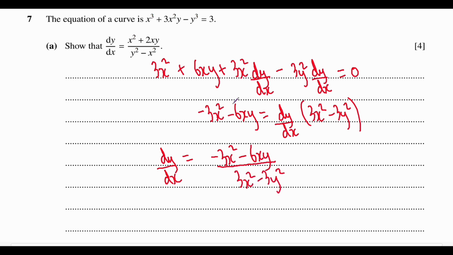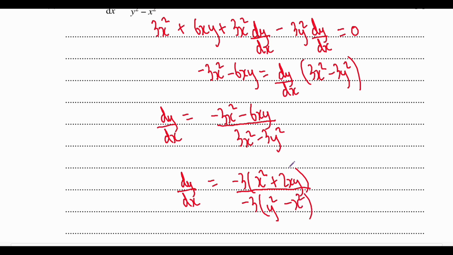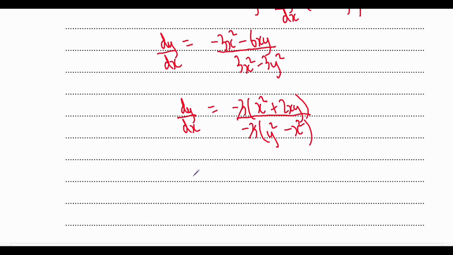And now we need to factorize because it's not in the form that we wanted, so let's take minus 3 out on both sides. So you're left with dy by dx is equal to minus 3 times x squared plus 2xy. And then over here, if you take minus 3 out again, you have minus 3 times y squared minus x squared. I just switched the order of these two around because I want the positive in front. Well, you can cancel out the minus 3's, and you're left with dy by dx is equal to x squared plus 2xy all divided by y squared minus x squared.